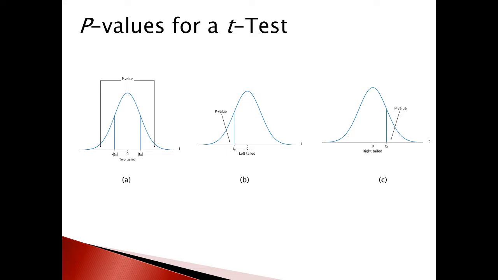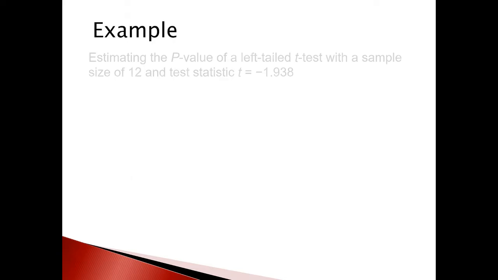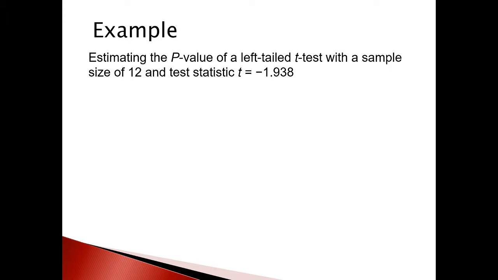From the second figure, the area lies to the left of t0. From figure C, we notice that the area lies to the right of t0. Now we are going to see an example. This example shows how to estimate the p-value.